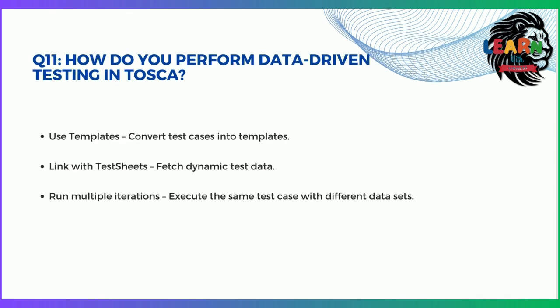Question 11. How do you perform data-driven testing in Tosca? Answer. 1. Use templates: convert test cases into templates. 2. Link with test sheets: fetch dynamic test data. 3. Run multiple iterations: execute the same test case with different data sets.